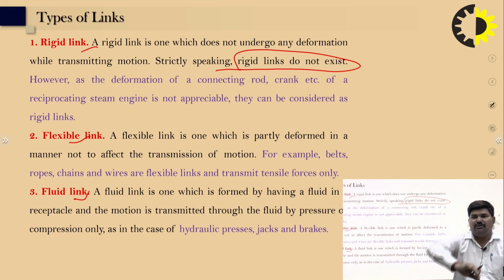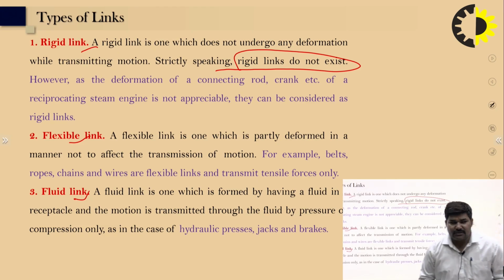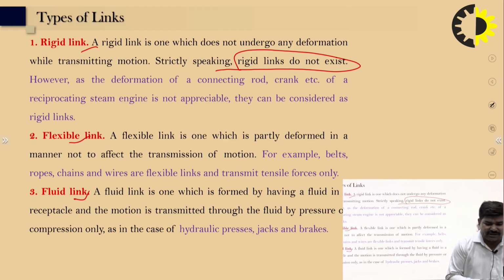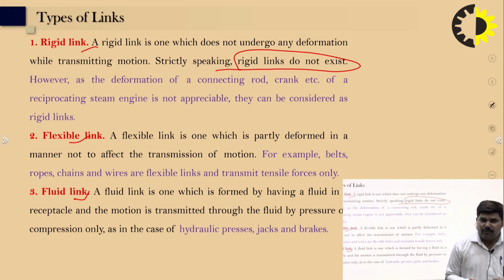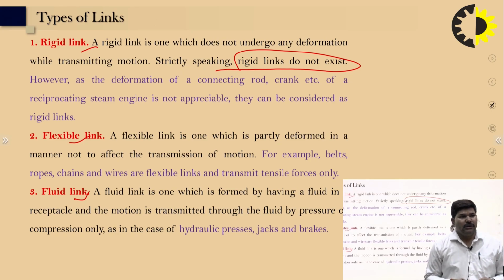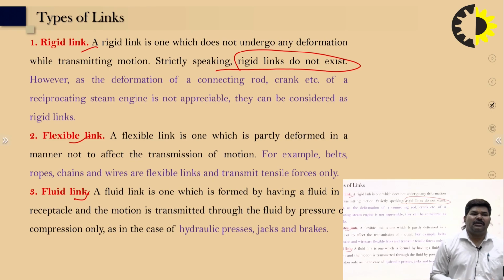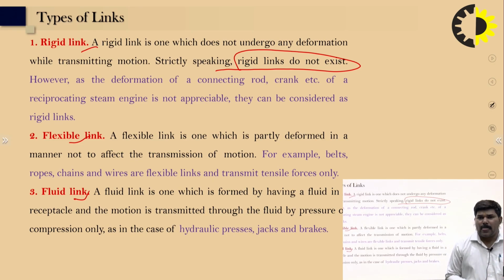However, connecting rods and crankshafts, where the deformation is not applicable, can be considered as rigid links. So these are examples of rigid links. The second type is the flexible link. A flexible link is one which is partially deformed in a manner not to affect the transmission of motion. For example, belts, ropes, chains and wires are flexible links and transmit the tensile forces only.